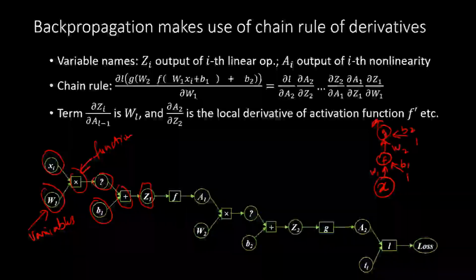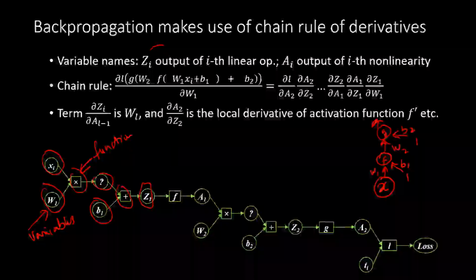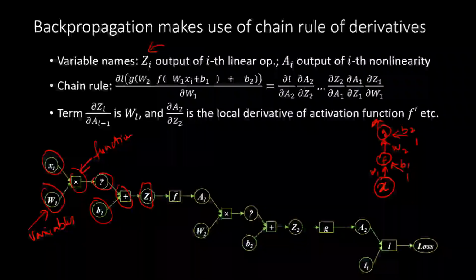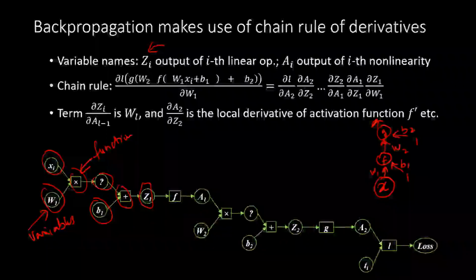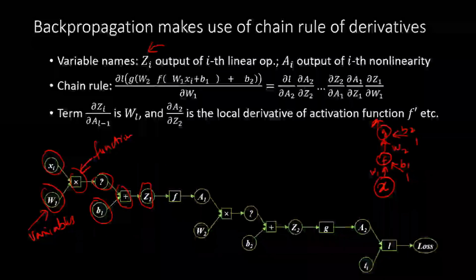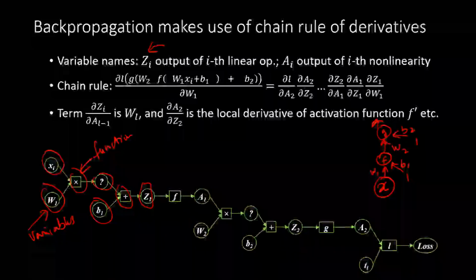Here I want to introduce a convention. I will use zi for all the outputs of the linear combinations. Whenever we have the affine combination, so basically weight times the input plus bias, that output I will call zi, i being the layer index, not the input index.